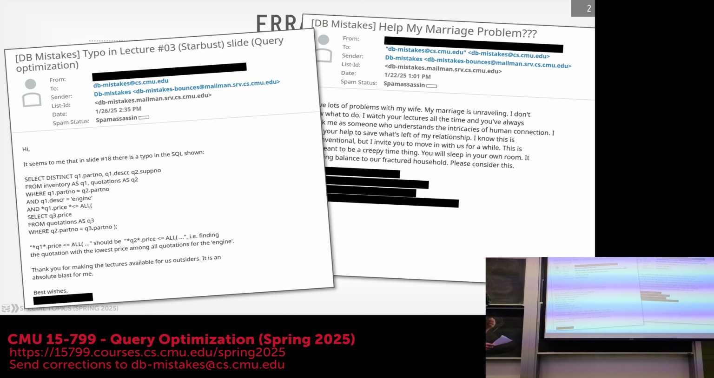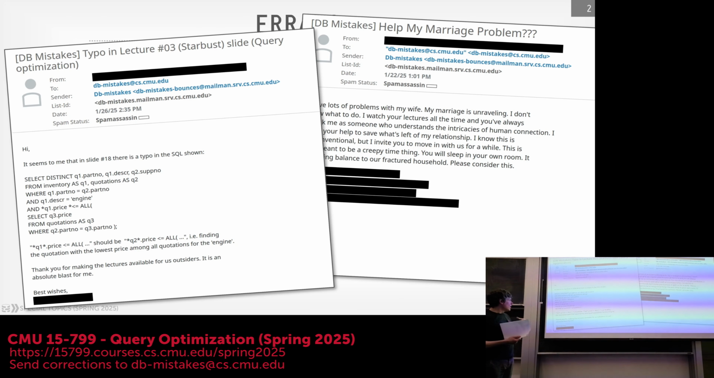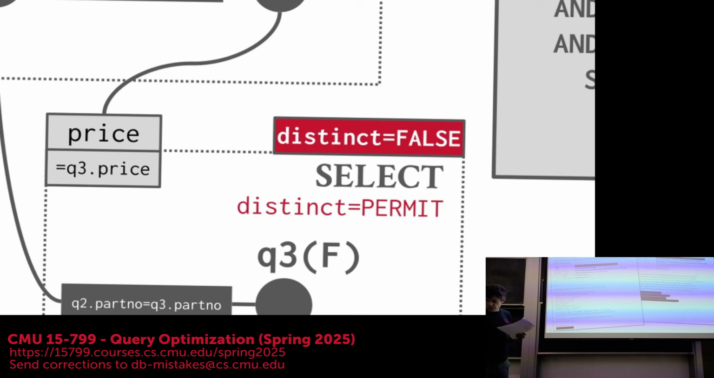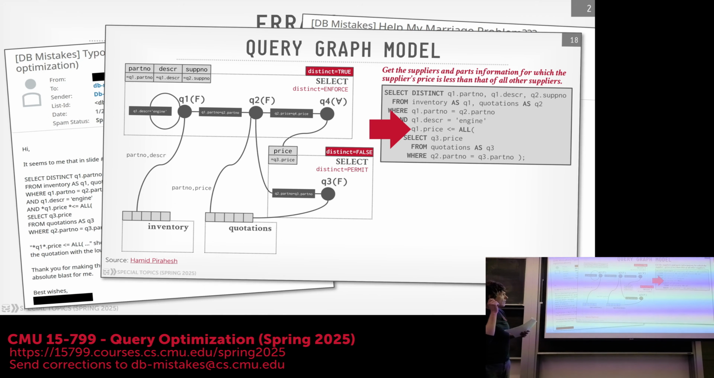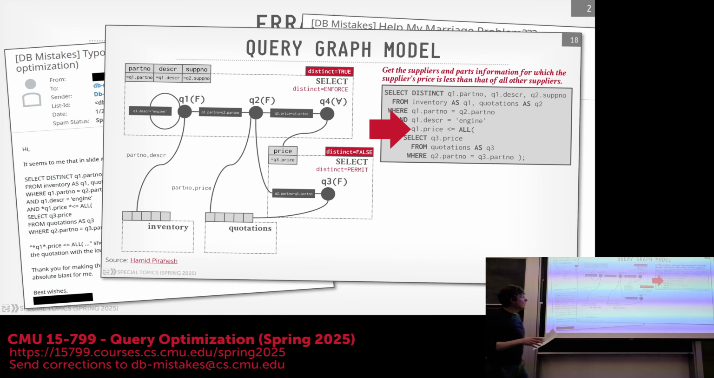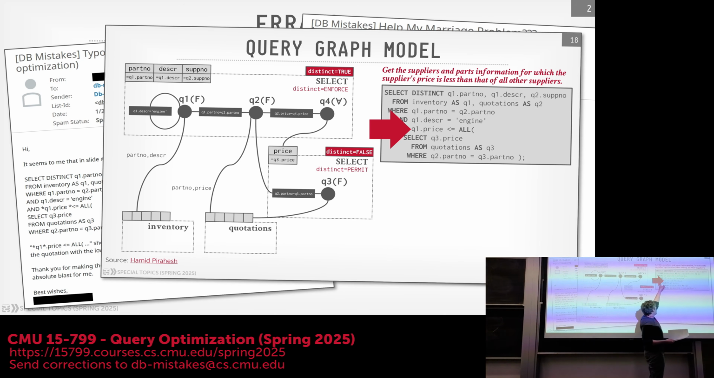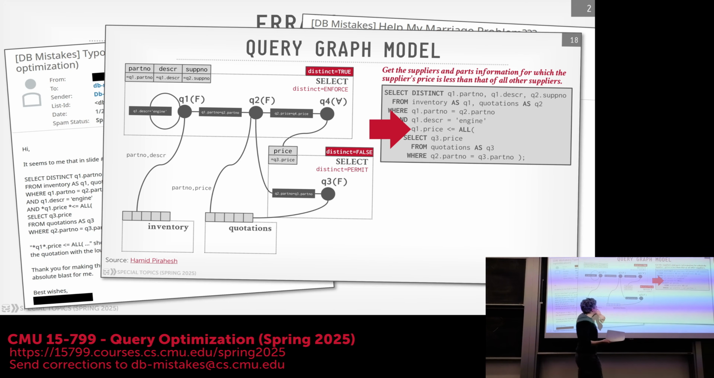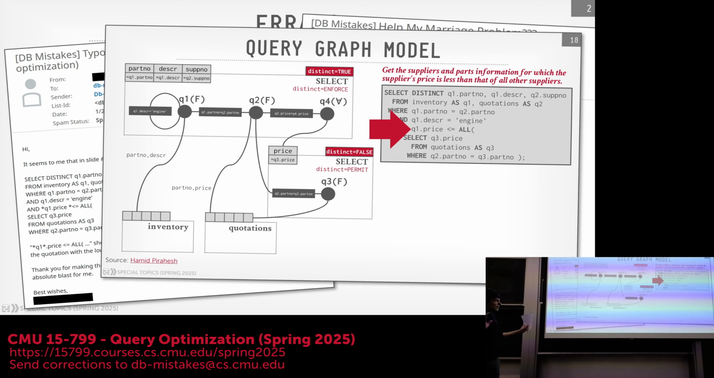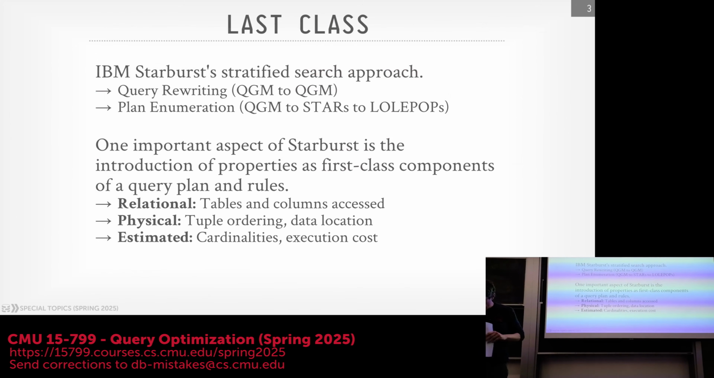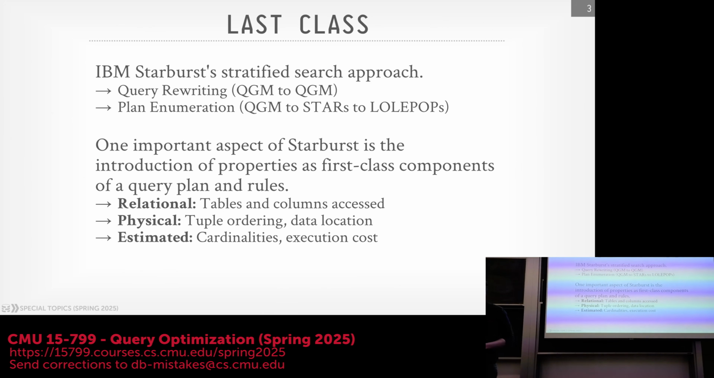This is from somebody who pointed out that I had a typo in the last class, in particular on this slide, when we were showing the query graph model in Starburst. I said Q1.price is less than or equal to all. It should be Q2.price, because it's coming down from over here. So anyway, minor typo, but we'll fix that in the slides. But again, I've gotten some weird emails. That one's a new one.